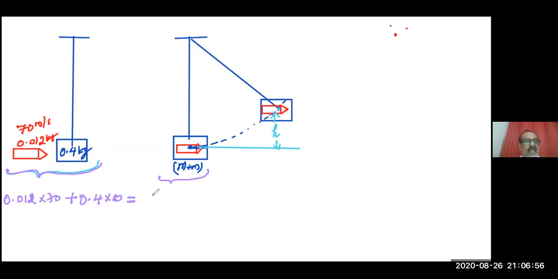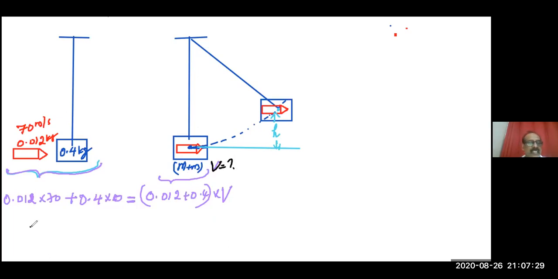How much will come m plus m? 0.012 plus 0.4 into velocity v. Sorry, it attains a common velocity, right? Now both travel together with the velocity v. Any doubt? It gets stuck together, completely non-elastic collision, so they travel with the common velocity. Now from here we can calculate how much is the velocity attained.